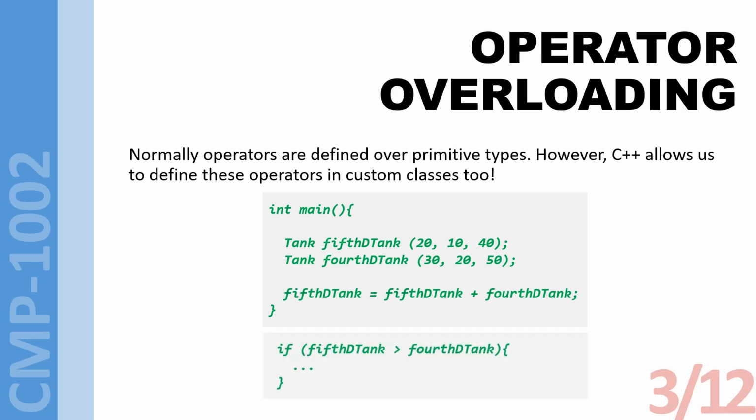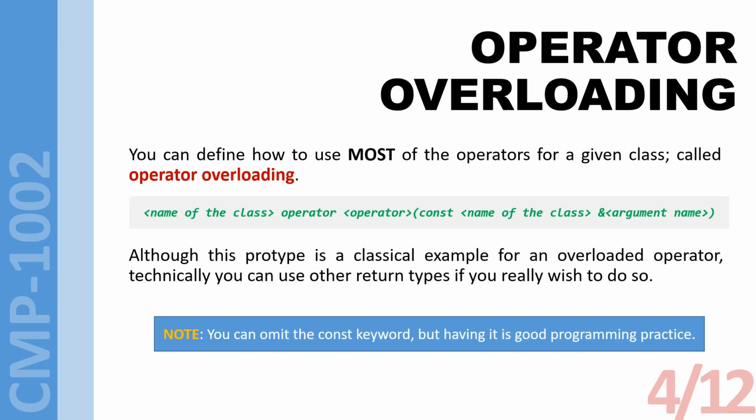But something like this may make more sense. If tank1 is greater than tank2, we might be defining a comparison between two tank objects. And if we define such a logic, then the second piece of code makes more sense, right? So, a little bit formal definition. You can define most of the operators for a given class. Not all. There are a couple of exceptions that you cannot overload, but most of them you can. And when you do that, it is called operator overloading.